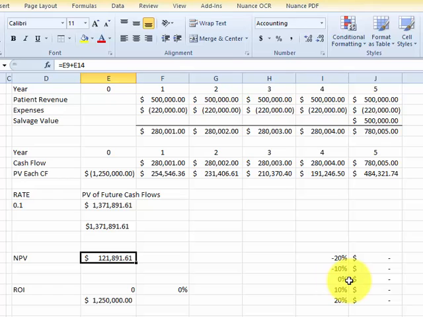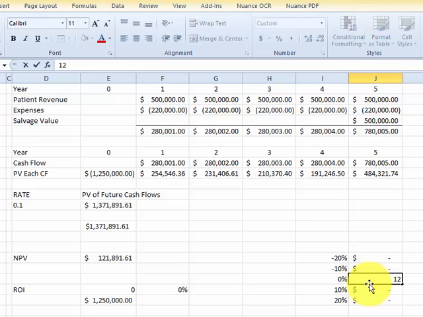We're now going to start playing around with one variable, and that variable is patient revenue. But let's write down what we have for our base case real quick. $121,891. And I forgot my one. Boom. Okay, so I've got that down.